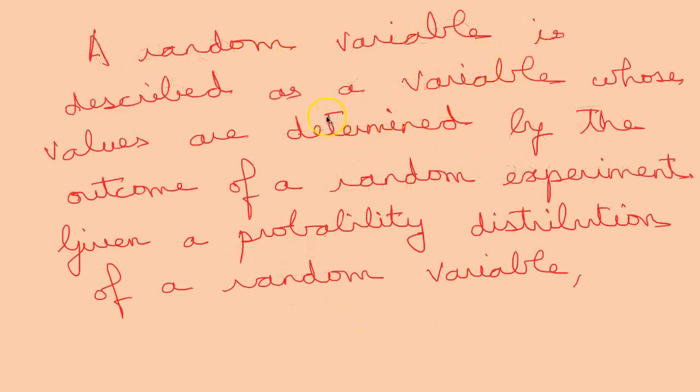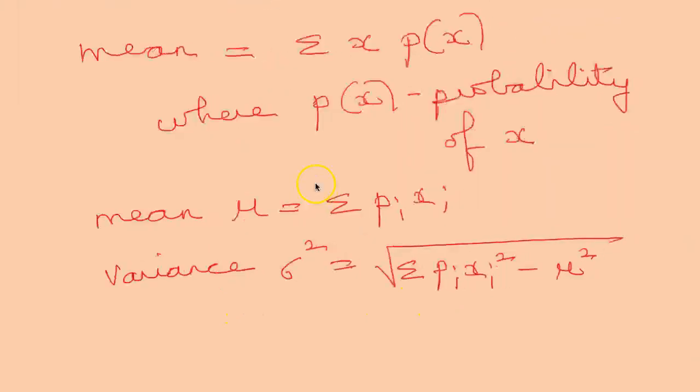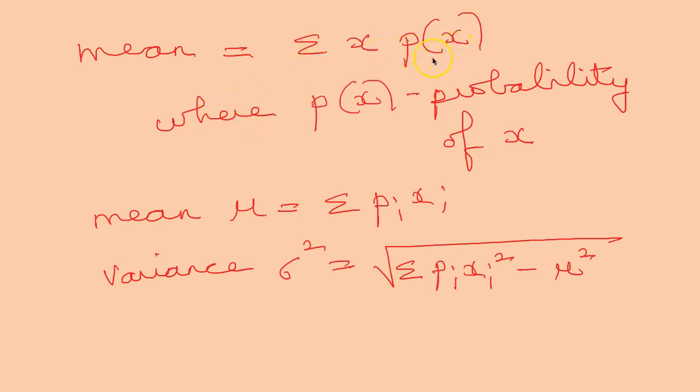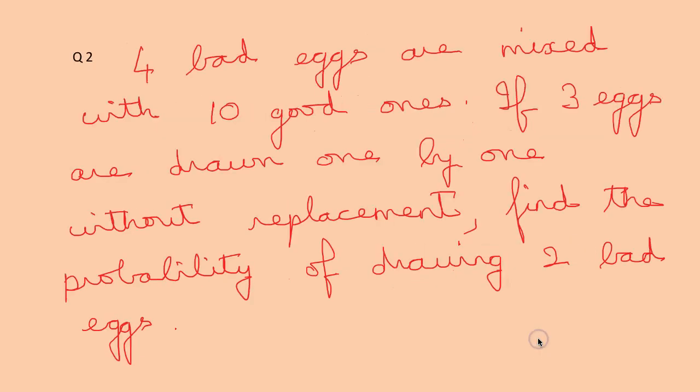A random variable is described as a variable whose values are determined by the outcome of a random experiment. And given a probability distribution of a random variable, the mean is summation x px, where px is a probability distribution. Mean is also denoted by mu, which is summation pi xi, and variance is denoted by sigma squared, that is summation pi xi squared minus mu squared.